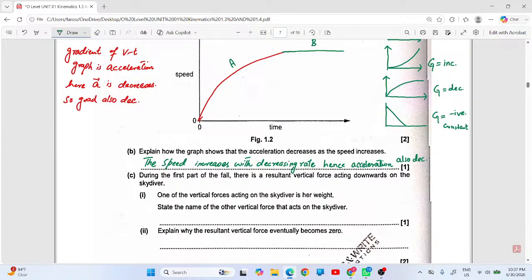इसका आंसर देखेंगे पीछे आप. Sure, sir, मैं देखता हूँ. इसका B part: gradient decreases or increase in speed in same time and is less at later times. वही gradient decrease. The speed increases with decreasing rate, hence acceleration decreases.